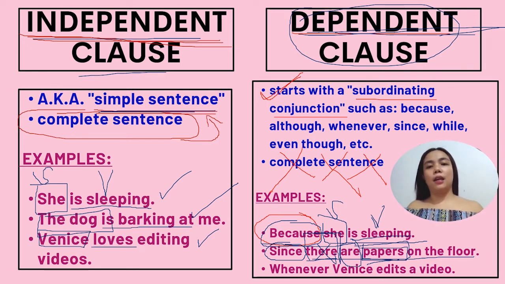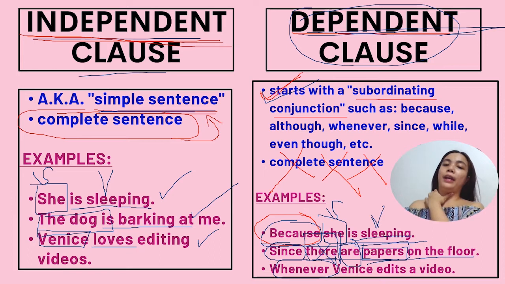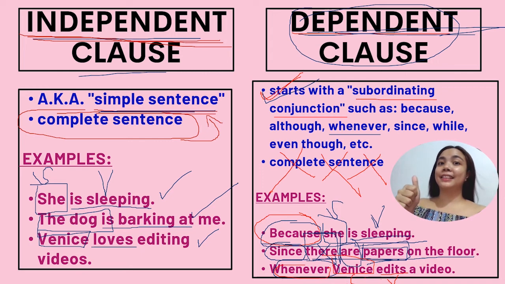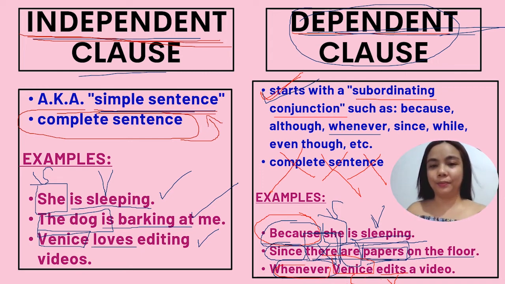Okay, let's see. Again, it should start with a subordinating conjunction, and if you're gonna look at it, it starts with the word whenever. And whenever is a subordinating conjunction. Okay? Venice is the subject, and edit is the verb. See, it's still a clause because there's a subject and a verb, but it is a dependent clause because it starts with a subordinating conjunction. Yes? Okay, so I hope you got that.